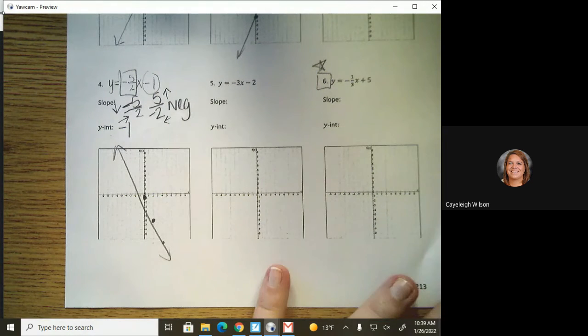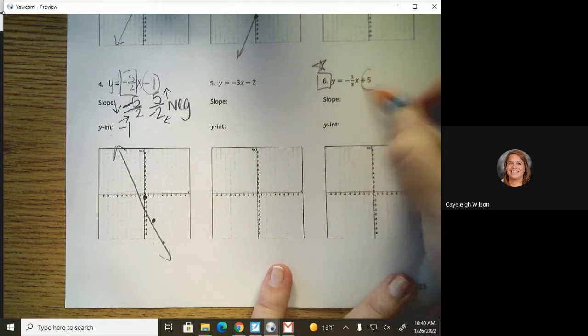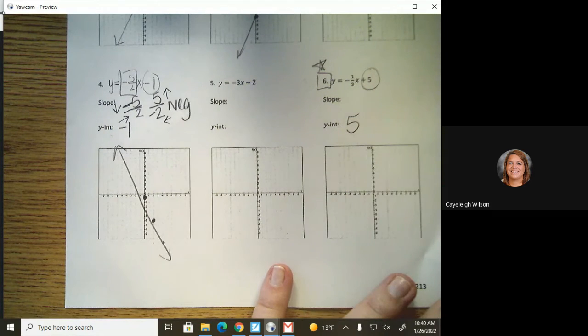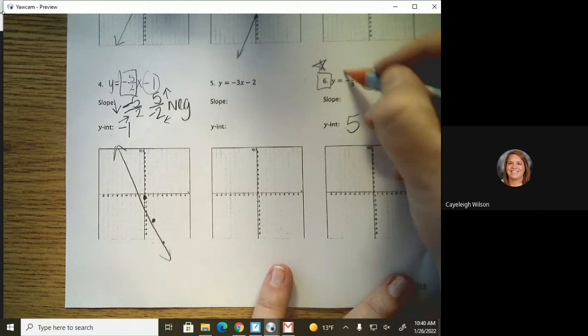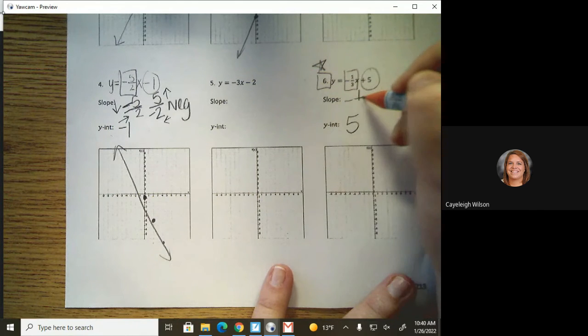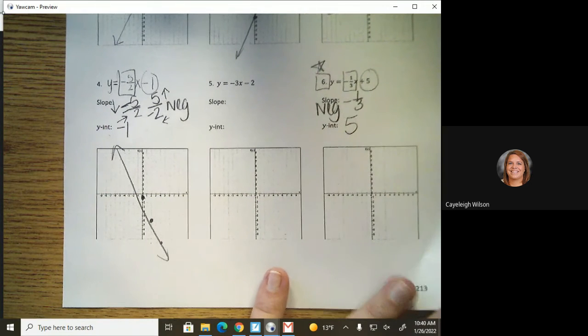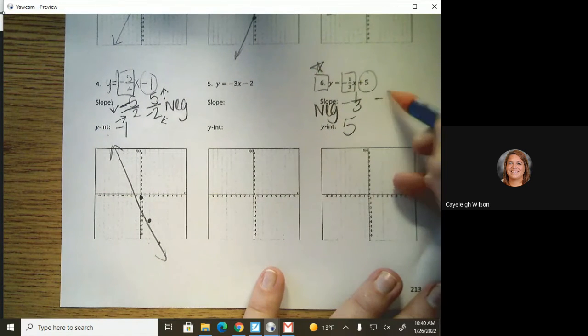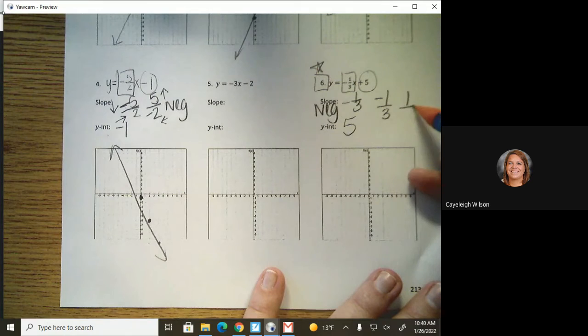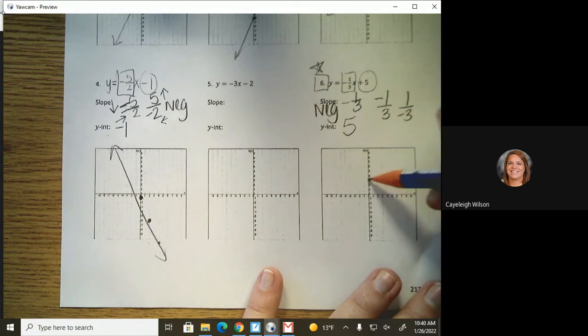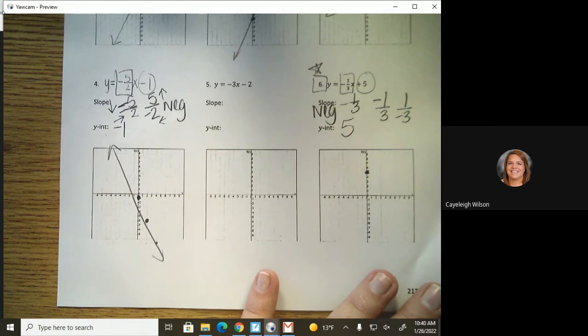All right, so what's my y-intercept? Positive 5. What's my slope? Negative 1/3. So I know it's going to be negative, so I know it's going down. Okay, now that negative is either on the top or it's on the bottom. So obviously my y-intercept goes on the 5.